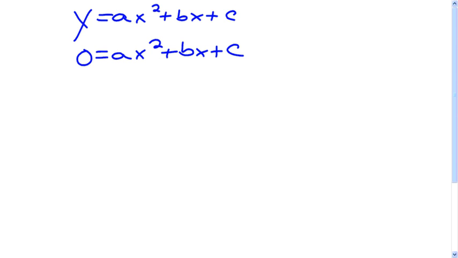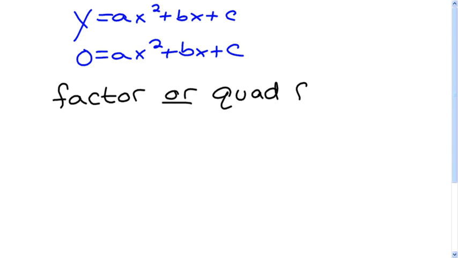I have a quadratic on the left-hand side, which means if I wanted to solve this to figure out what my x values are, since it's equal to 0, which it has to be, I can either factor or do the quadratic formula. Those are my two options to figure out whether or not we can actually do this. So factor or quadratic formula. And that will tell you what kind of x-intercepts you have.